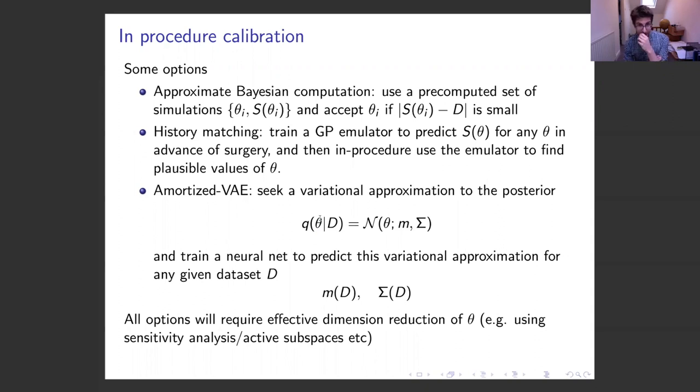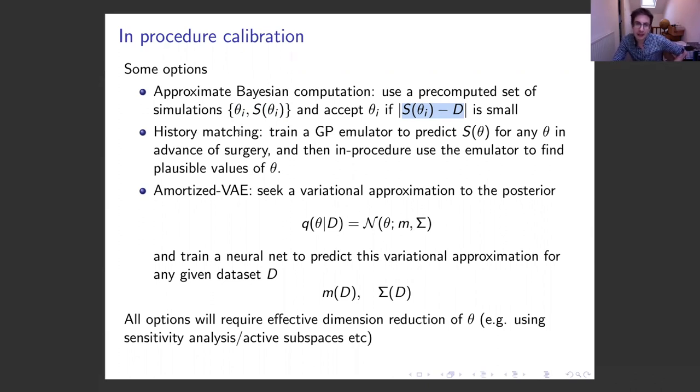The first is the simplest, so this is kind of approximate Bayesian computation approach, where we just, prior to procedure, pick a large number of thetas from our prior beliefs about what theta is likely to be, do the simulation for those thetas, for that patient anatomy. And then once we get the measurements on that patient in the procedure, we're just going to accept those thetas that give a reasonable match to the data. Okay, so that's going to allow us to very quickly get a crude posterior. And all that work is done offline ahead of time. Okay, so that's the simplest, hackiest option.